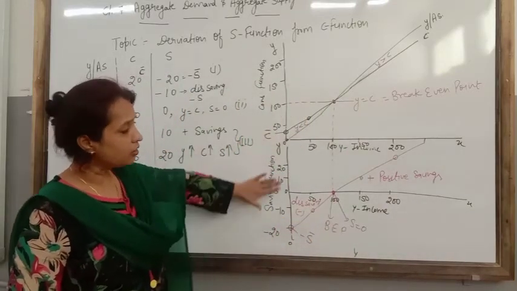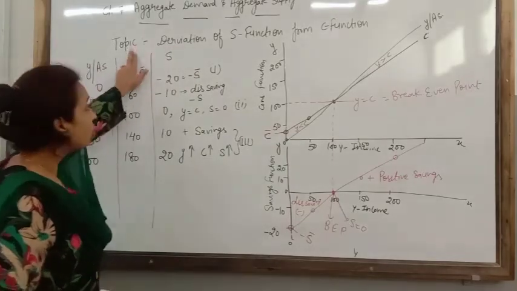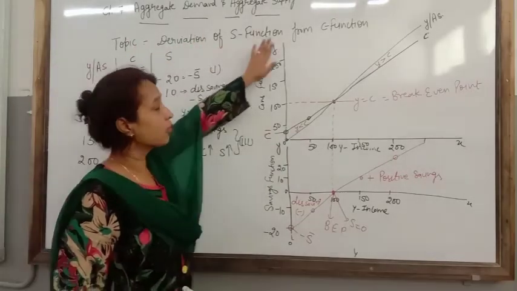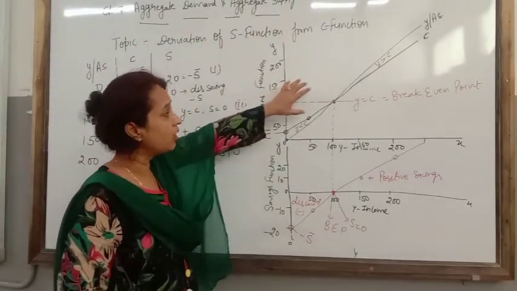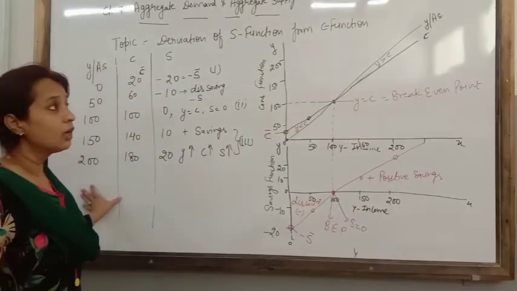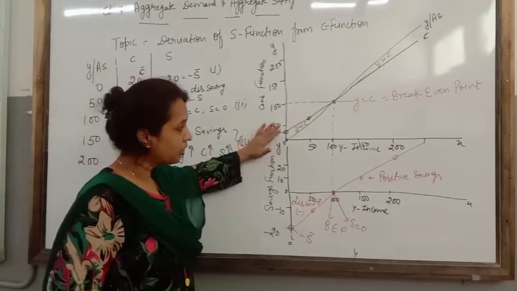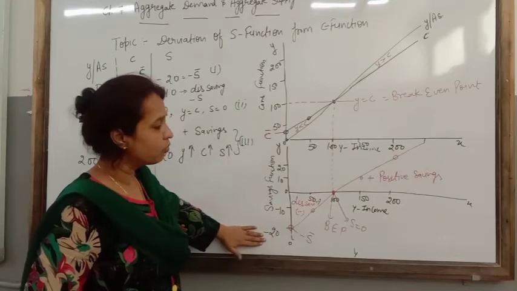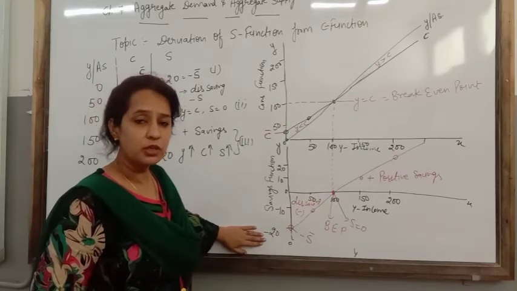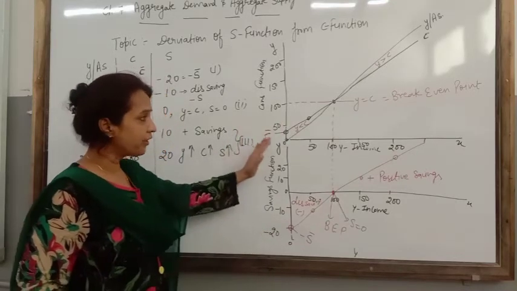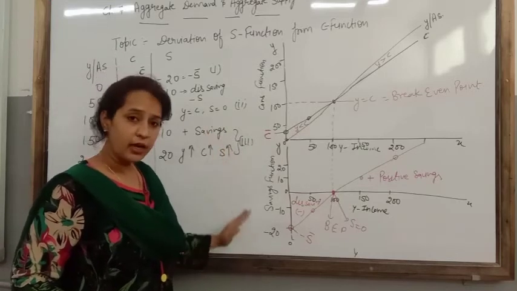In that manner, you have to derive the S function from the C function. What we have done? First of all, we have drawn the consumption function and income function. From that, we are able to draw the saving function. Clear? Now you have to explain the diagram in that manner.